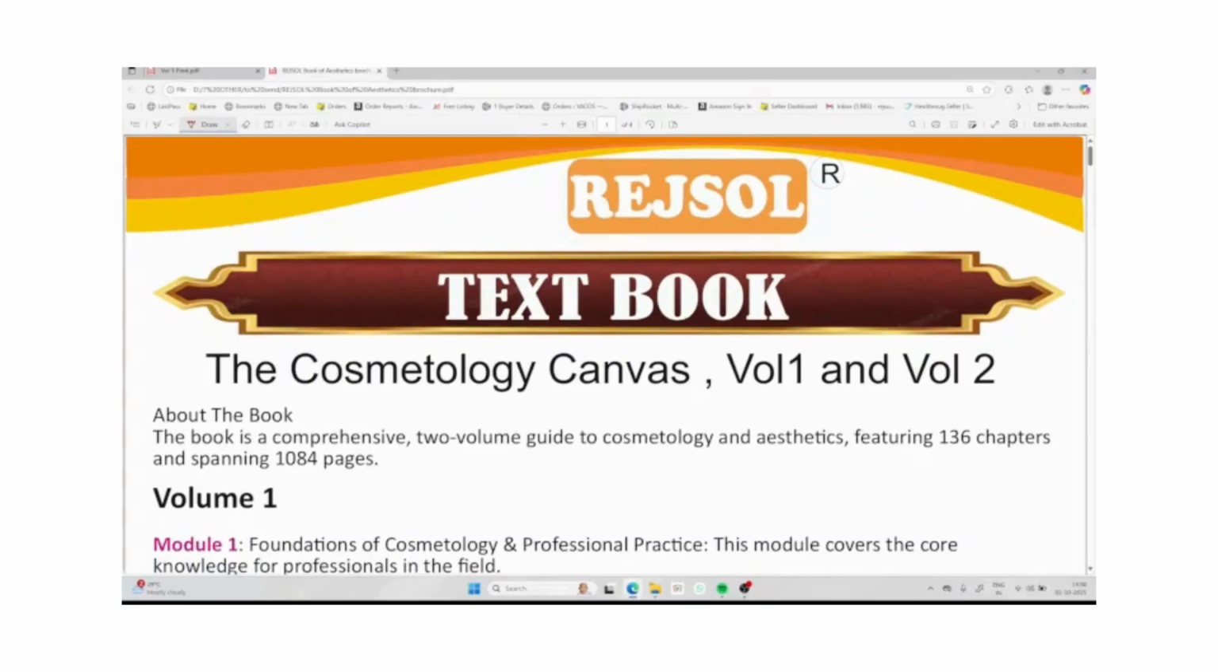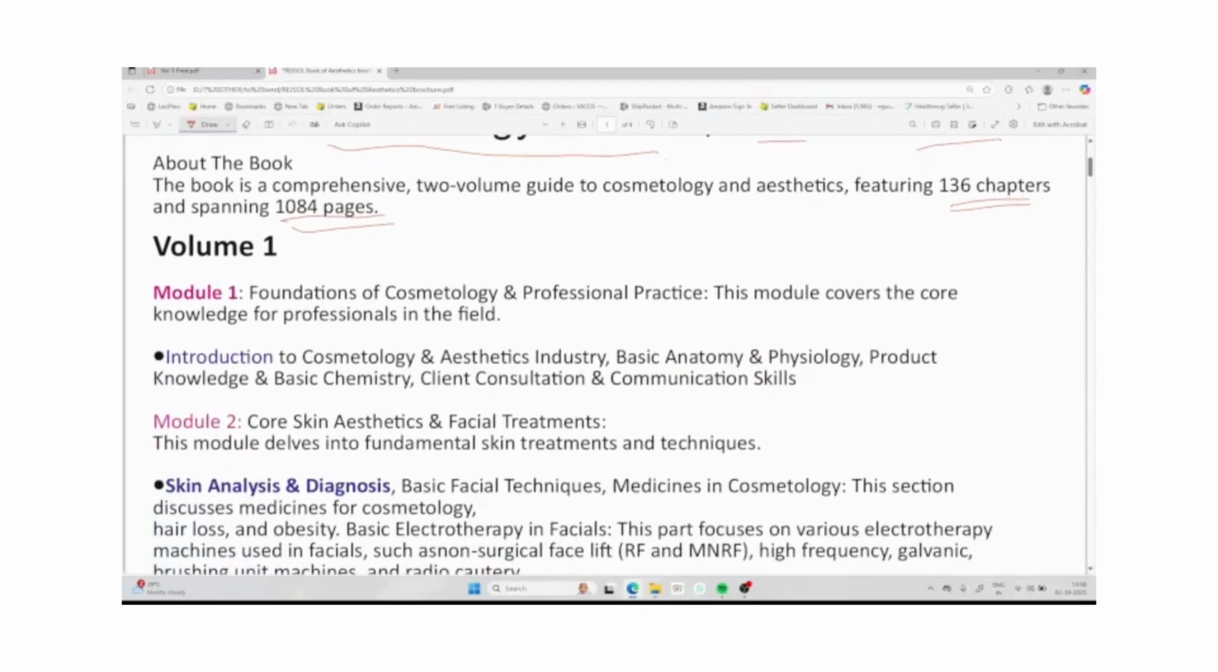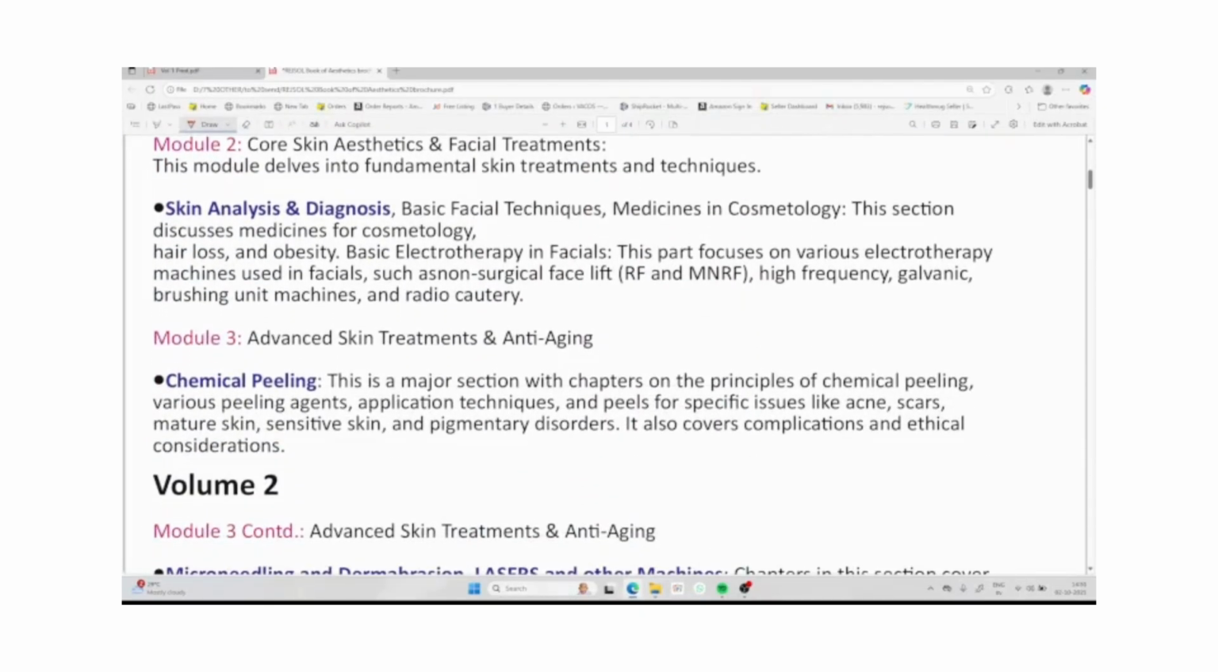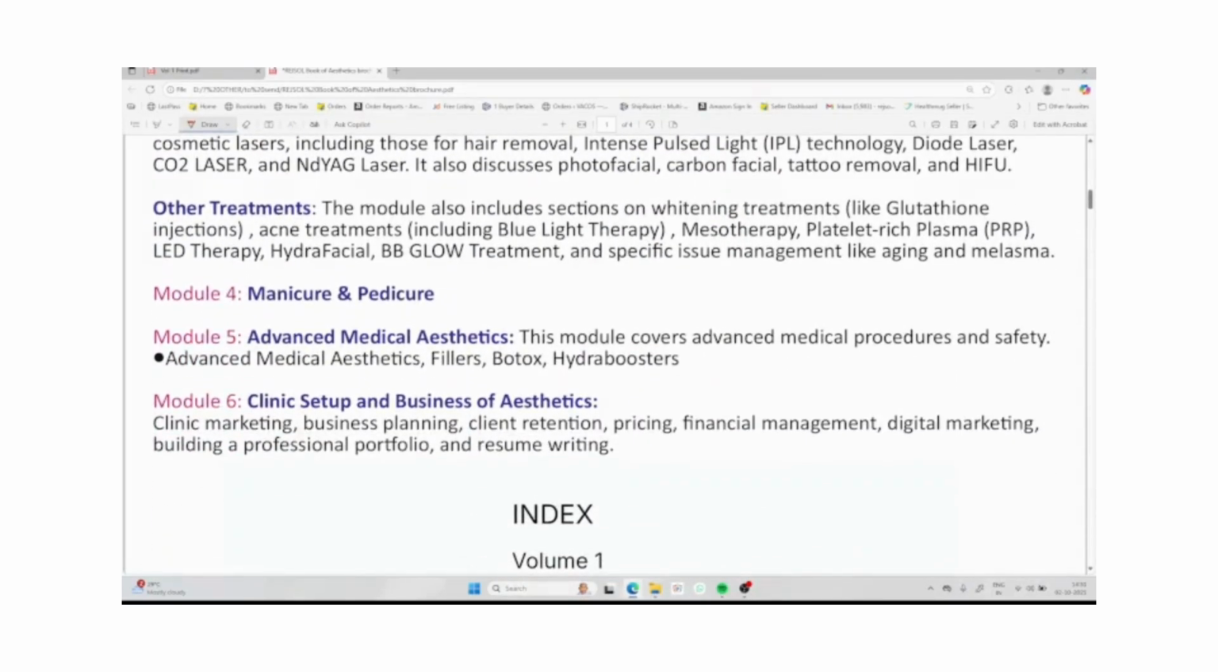So now we will see the details of the book, the Cosmetology Canvas. It has two volumes, volume 1 and volume 2. It has 136 chapters and 1084 pages. So the book is divided into 6 modules. Volume 1 will contain module 1, 2, 3, and volume 2 will contain some part of module 3, then module 4 and module 5 and 6.